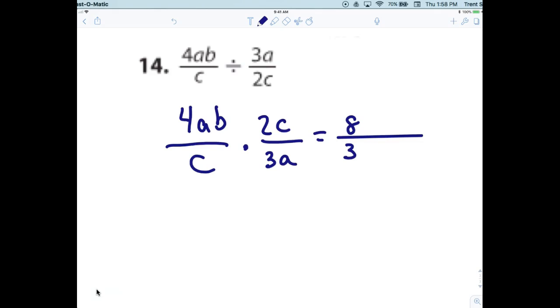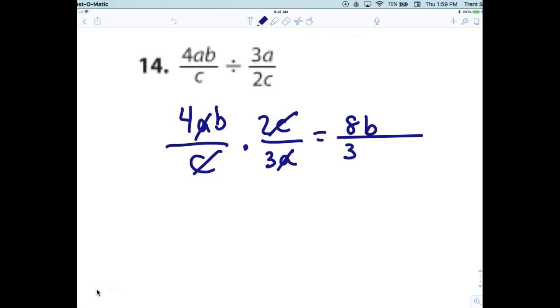Now, if there's an A on the top and an A on the bottom, what do they do? They cross out. So A crosses out, A crosses out. So do the C's. So where's the B left? On top. That's exactly correct. That was not hard. 8B over 3.